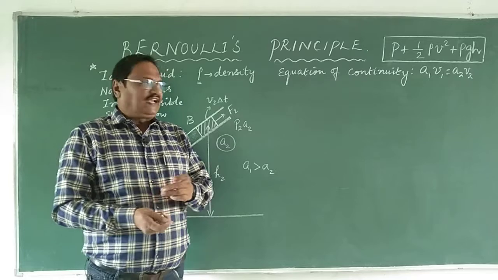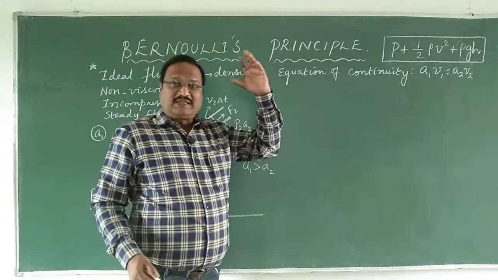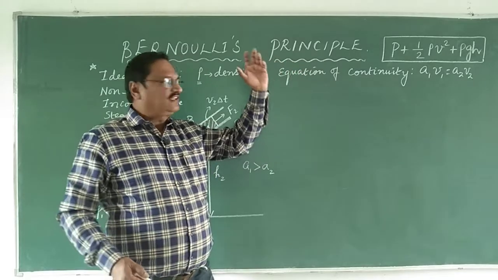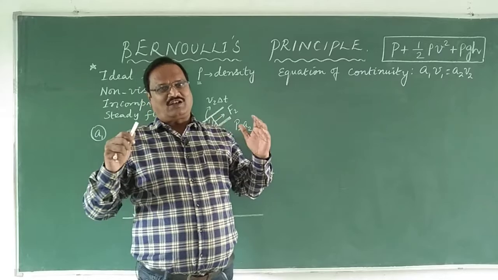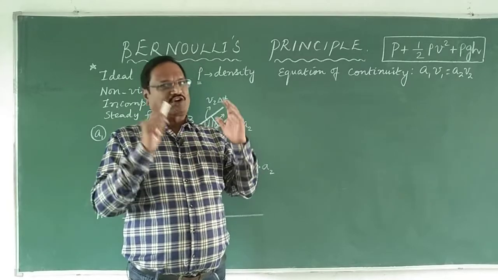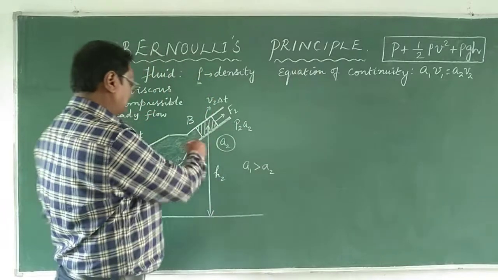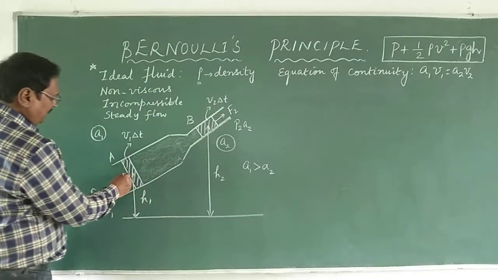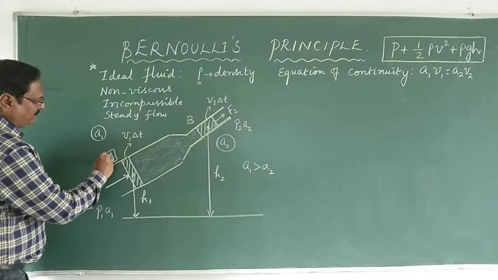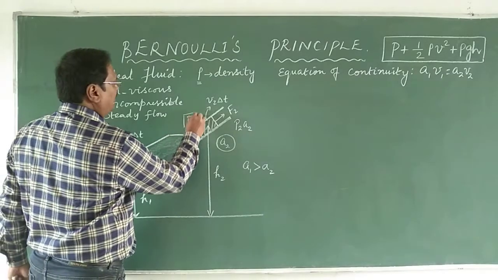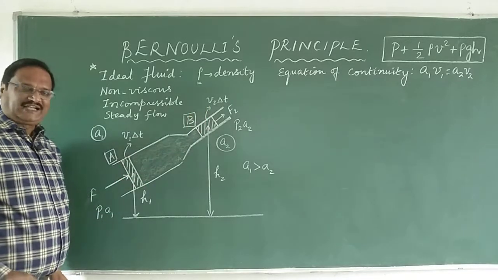Now we already discussed Bernoulli's principle, that the pressure energy, the velocity energy and the potential energy all added together is a constant. That is what we are now trying to prove. Let me take this end here: this end is A and the other end is B. Liquid is flowing from this part to the upper part like that.